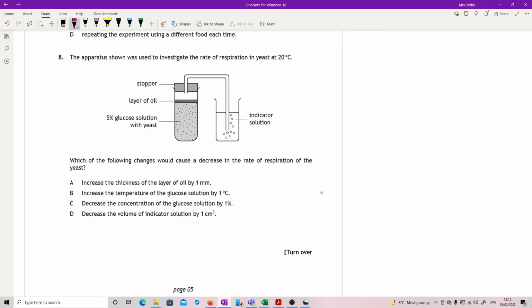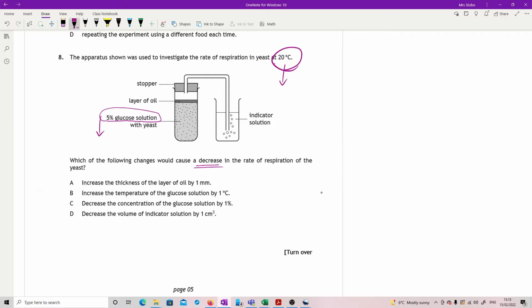Which of the following changes would cause a decrease in the rate of respiration of the yeast? Okay, so I need to cut down the respiration level. So you know that temperature is involved in respiration, and if I cool this down, if I drop that temperature, that would decrease my rate of respiration. You know that you need a food source, so that 5% glucose solution, if I drop that down, that would decrease what's going on with the yeast.